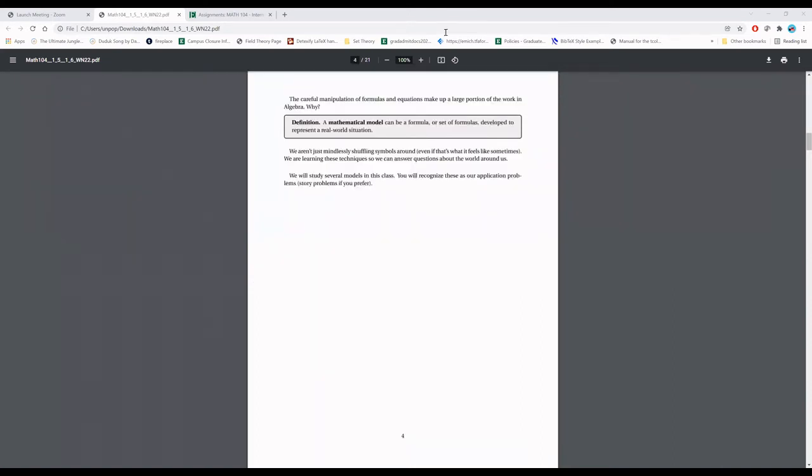So finally, we've got to ask the question, why bother? Because it might just seem like we're just mindlessly shuffling symbols around. And yeah, okay, maybe a little bit. But the whole point here is that we want to be able to take all of these formulas, take our observations, combine them together to form mathematical models so we can answer questions about the world around us. And we are going to be studying multiple models.